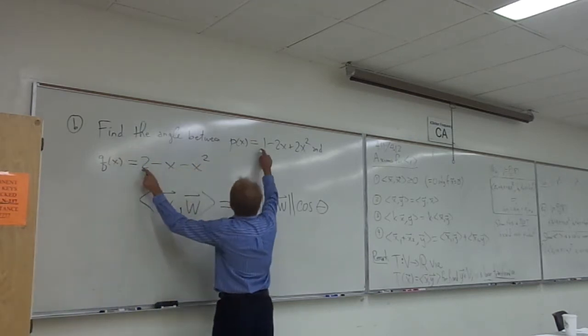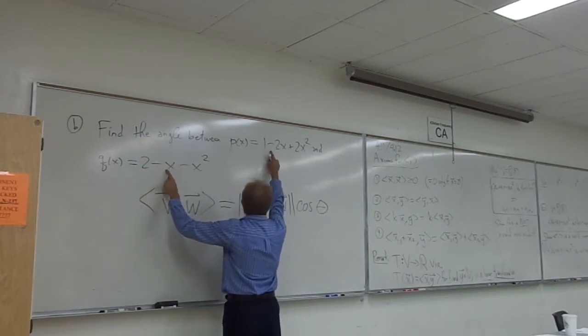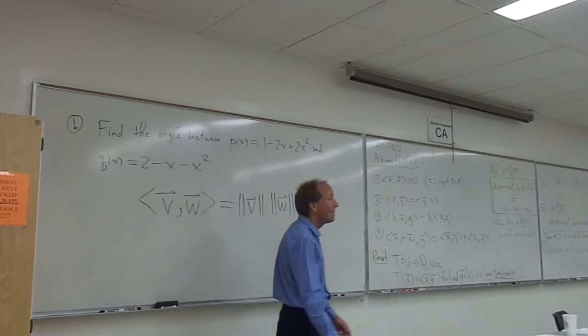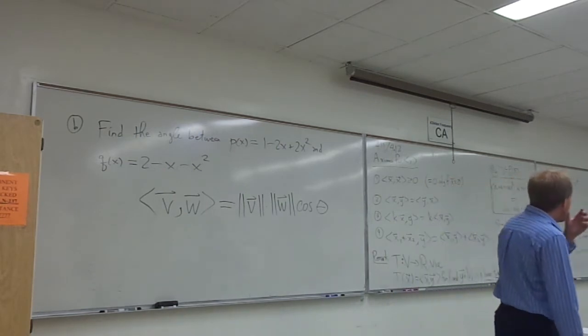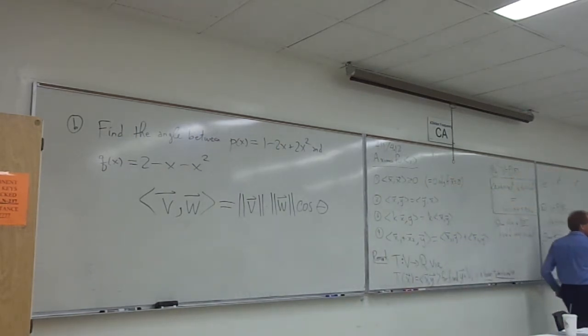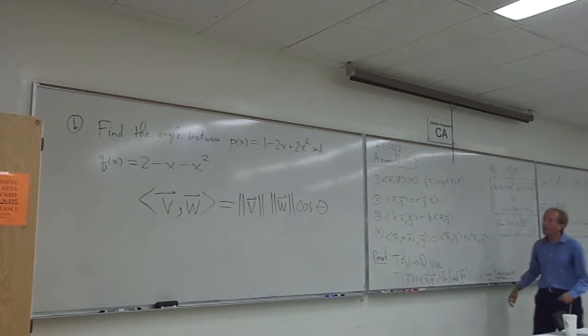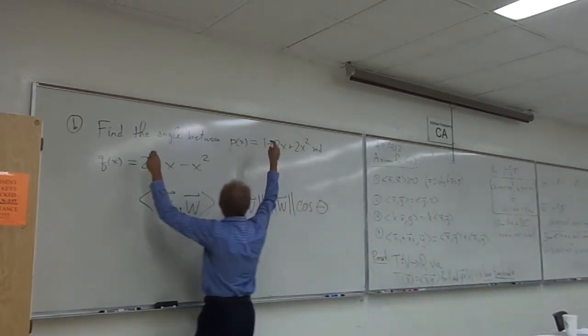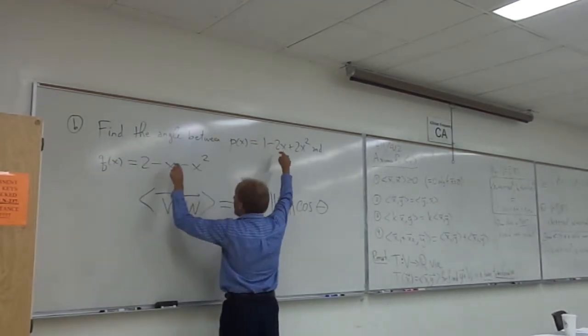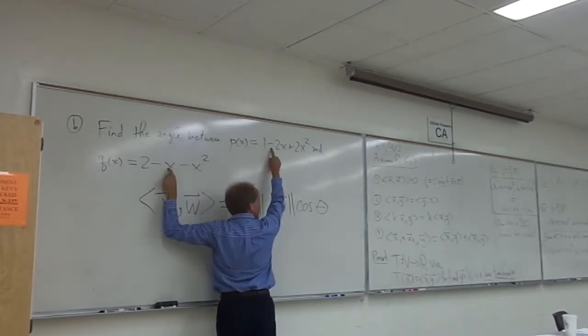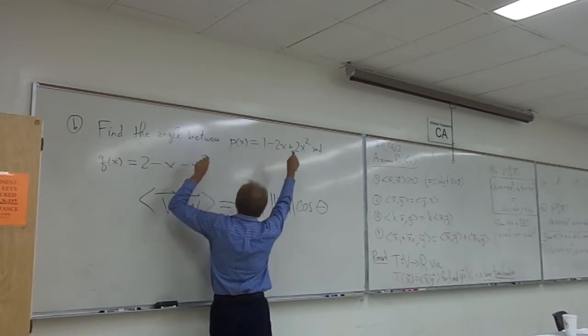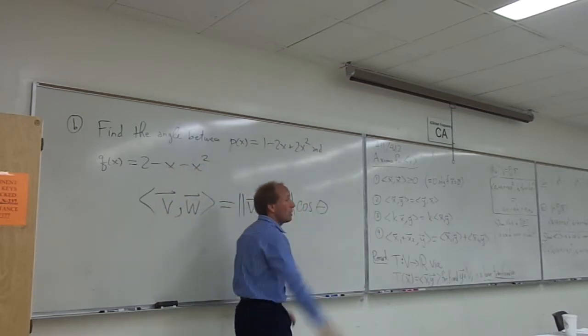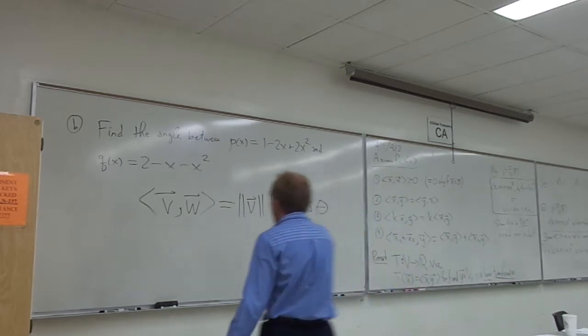It's 2 plus 2 minus 2, right? Okay guys, I'm using this formula again. I multiply the constant terms together, I multiply the x terms together, and then I multiply the x squared terms together. So the constant terms, 1 times 2 is 2. The x terms, that would be negative 1 times negative 2, that's also 2. And then the x squared term is negative 1 times 2, that's negative 2. So the whole thing comes out to 2.